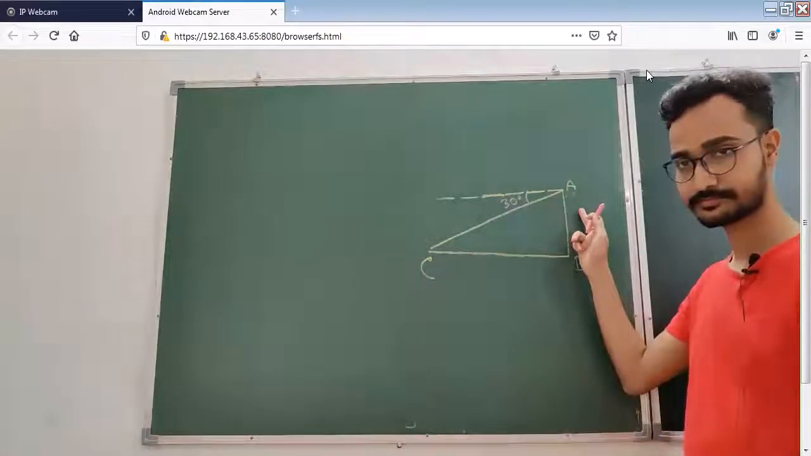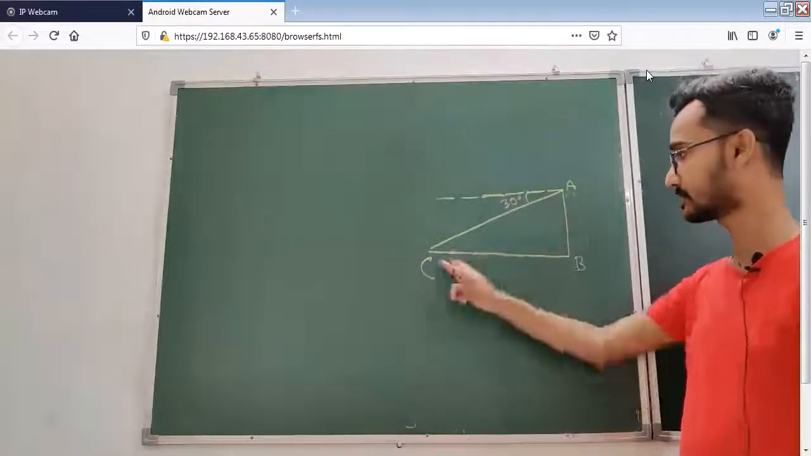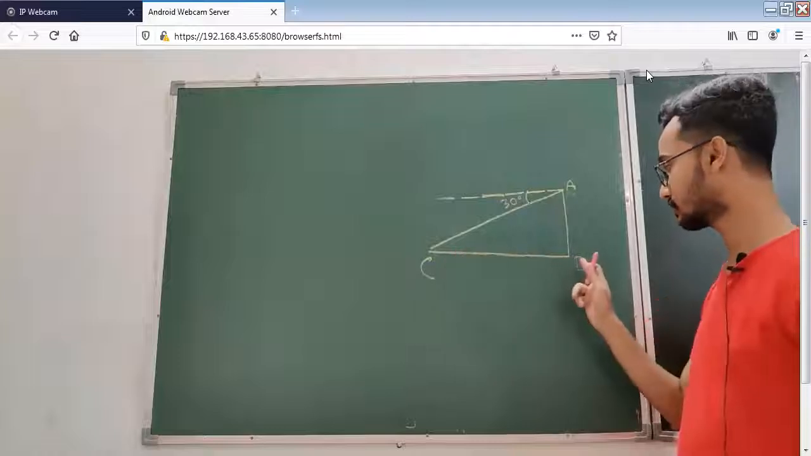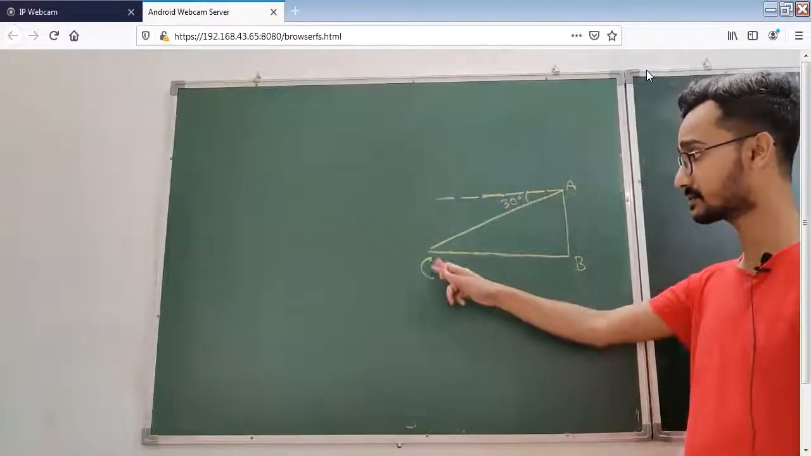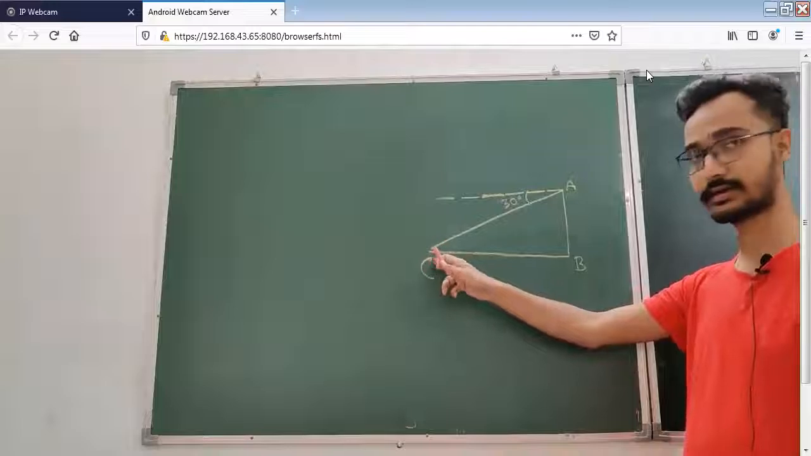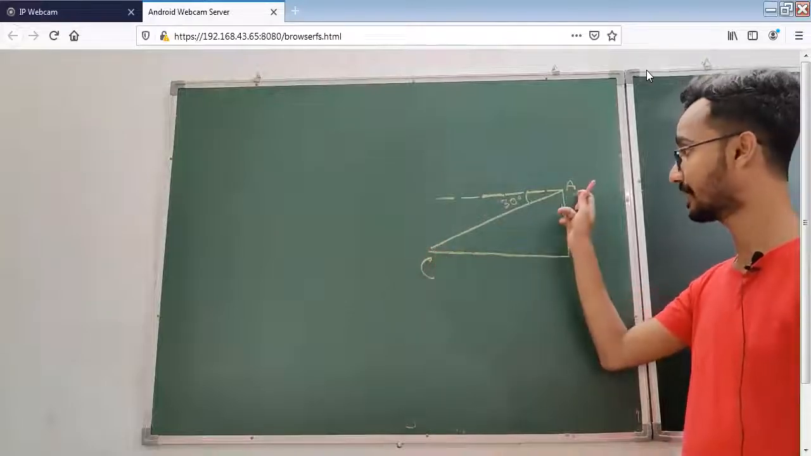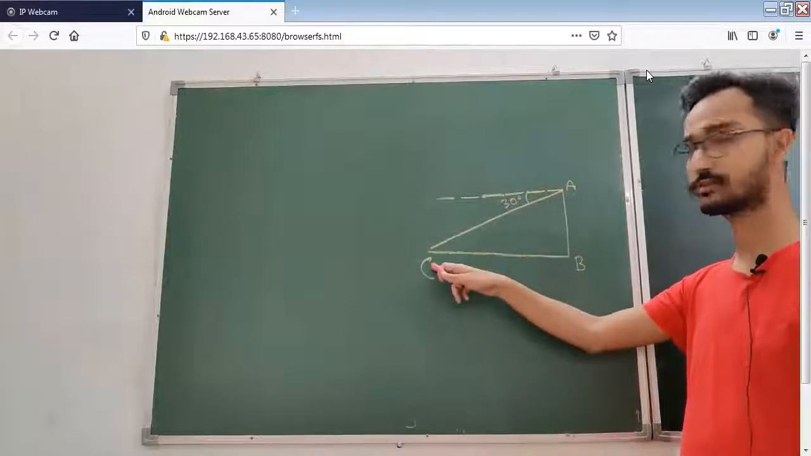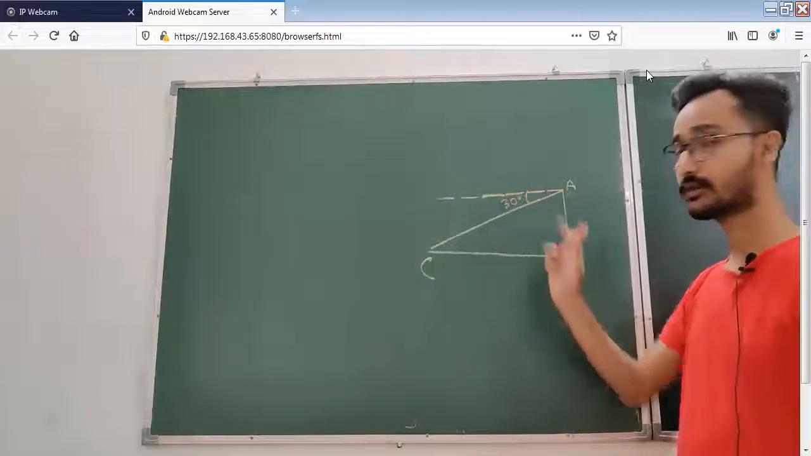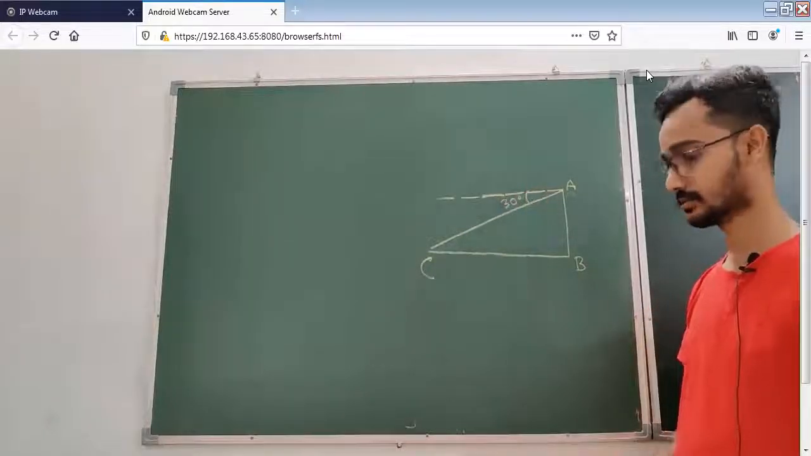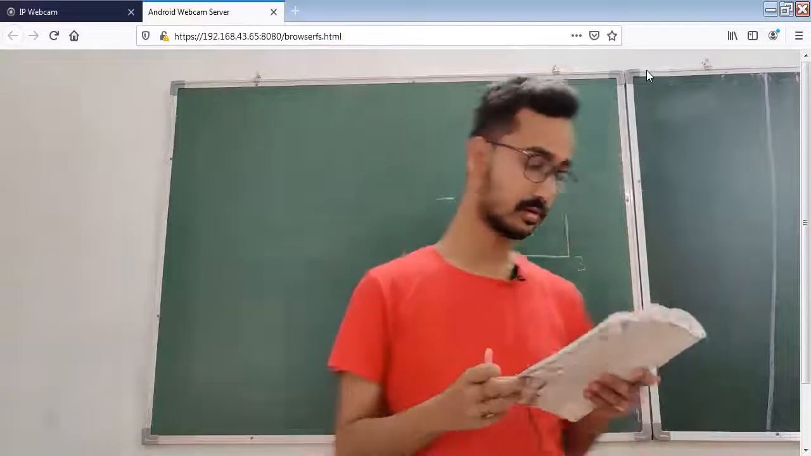The tower is given, and this is the highway. This highway leads to the foot of the tower. This is the foot of the tower. Now a car is moving here. If the man wants to look at the car, he has to look down, and then the angular depression will be formed. Yes or no?